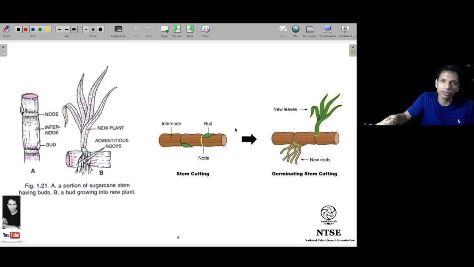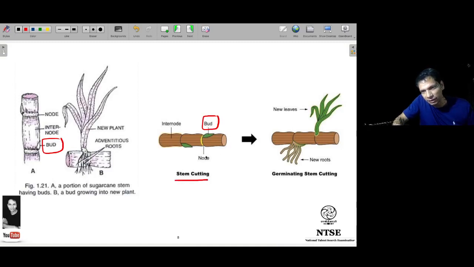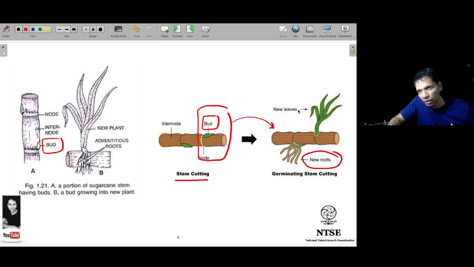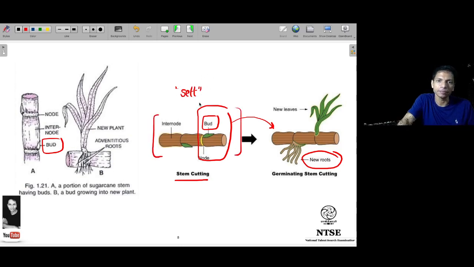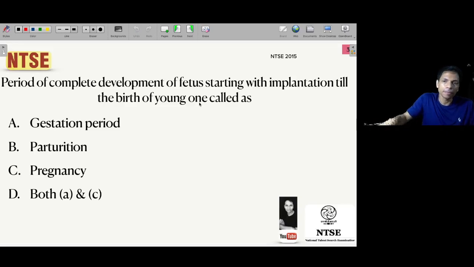So this is basically the sugarcane buds. You can see these are all the buds in the sugarcane, and can you see how the stem cutting, we can cut this part and we can grow it, and you can see how roots are coming out and how the leaves are coming out. So this will become a new sugarcane plant from these buds. All right, so these are called the sets. The small cut portions of the sugarcane are called the sets. Okay, sugarcane stem. Next question.